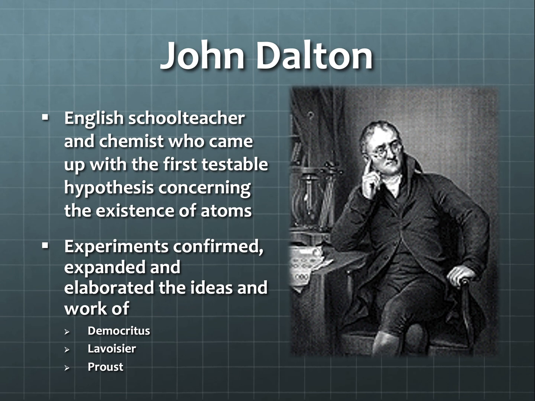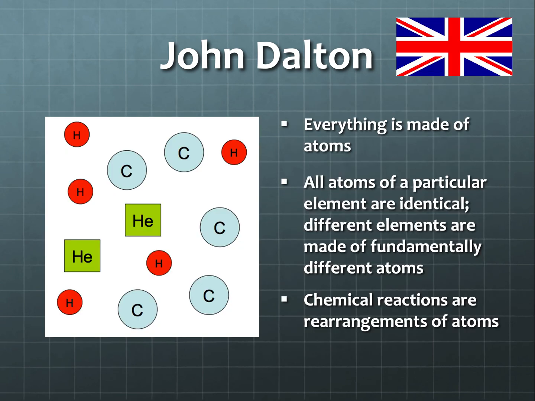He gave us quite a few really important pieces of information through his research. He told us that everything is made up of atoms, and all atoms of a particular element are identical. So all carbon atoms are like all other carbon atoms, and all hydrogen atoms are like all other hydrogen atoms. But he also told us that different elements are different because they're made of different atoms. So carbon atoms are different from hydrogen atoms, which are different from helium atoms, which are different from argon atoms, etc.